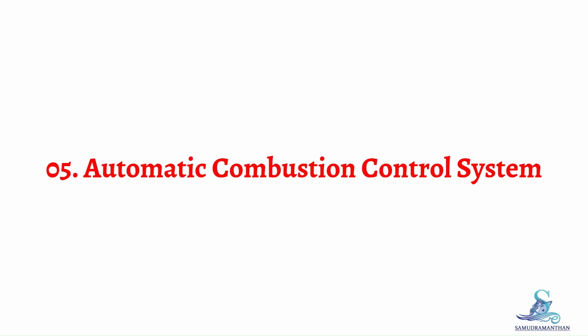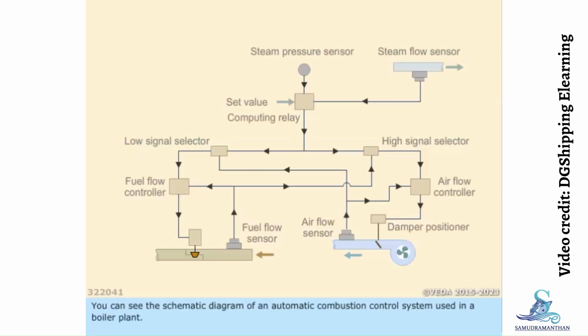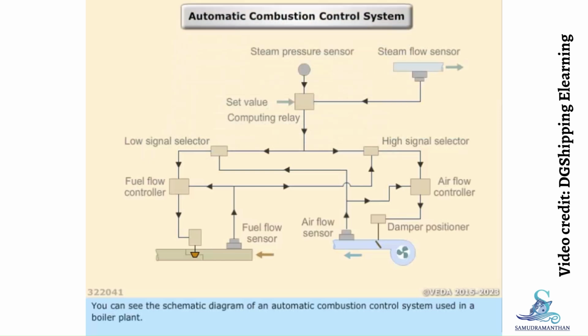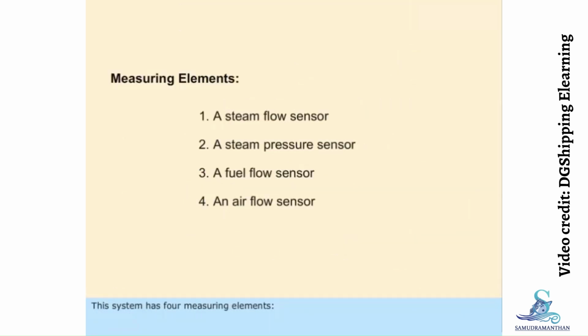Topic 5: Automatic combustion control system. You can see the schematic diagram of an automatic combustion control system used in a boiler plant. This system has 4 measuring elements.